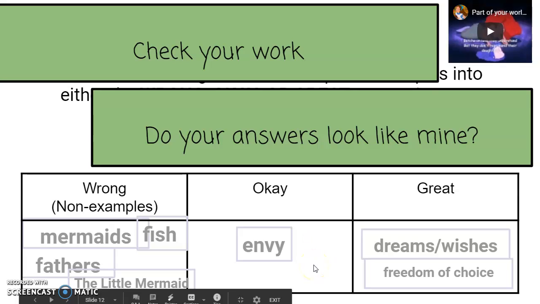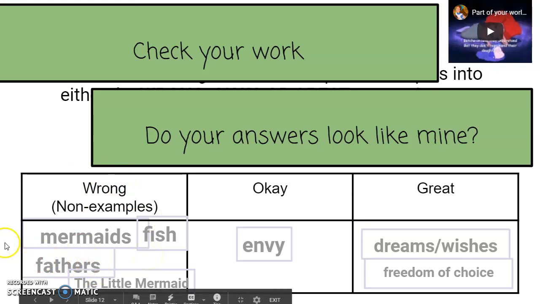An okay topic might be the topic of envy. And this one I even question because envy has a negative connotation. So is she envious about people who are able to go into that other world? I don't know. It's certainly not about envy. So now that I'm talking about it out loud, I might even say that that's a non-example.